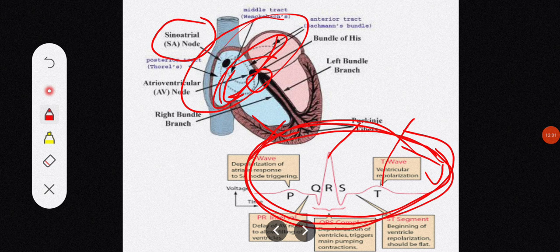So this was all about the electrocardiogram. I am ending this class here. In my next lecture I will be discussing the electroencephalogram, another bioelectric potential, which is the graphical representation of the bioelectric potential generated by the neuronal activity of the brain.